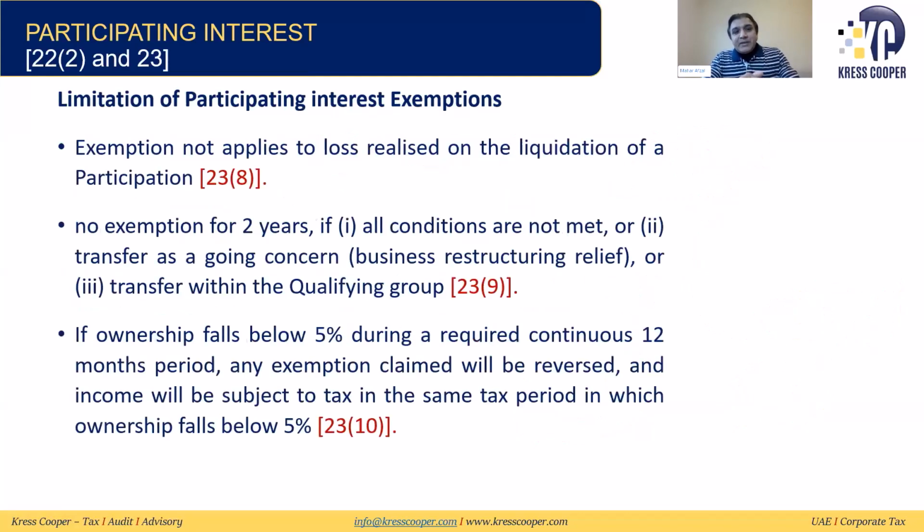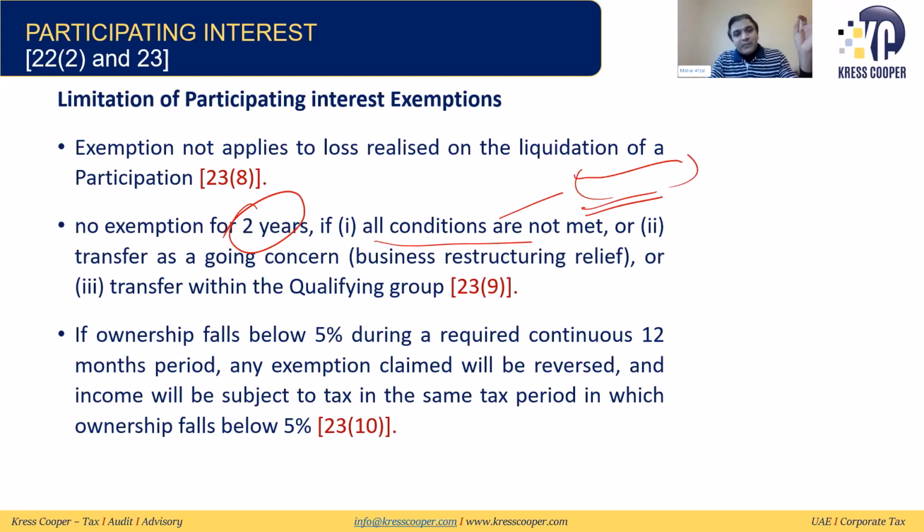The further limitations: exemption does not apply to loss realized on the liquidation of participation. No exemption for 2 years. Initially they are asking, furthermore, no exemption for a period of 2 years if all conditions are not met. If these conditions are not met, for the next 2 years no exemption will be available. Second, transfer as a going concern, which we will discuss in our next topics. If the business is being transferred as a going concern, it will be business restructuring relief. This transfer will not be subject to corporate tax, and this transfer will happen at the book value. We'll discuss in our next lecture.